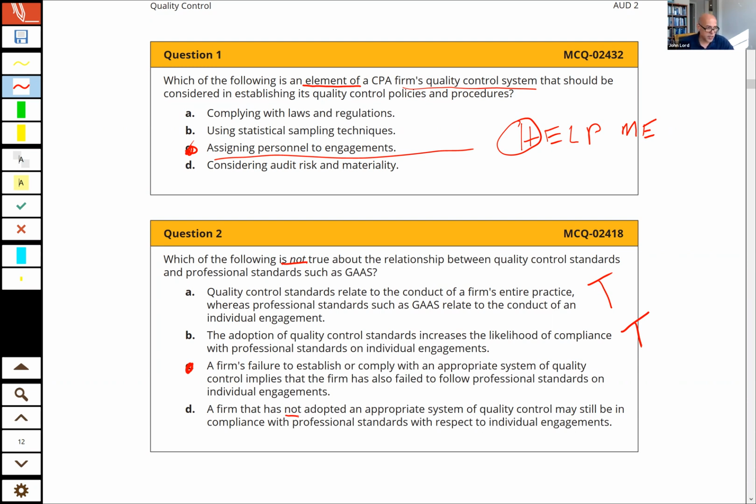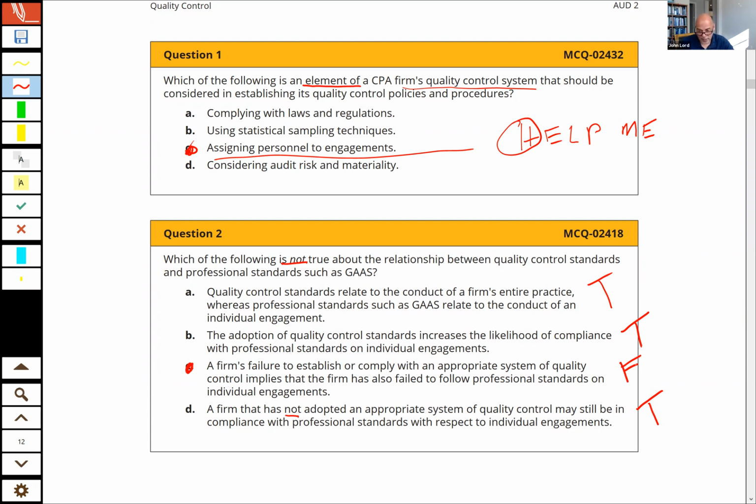Okay, just like people that drive too fast may not have an accident, but you're certainly asking for trouble, right? If you start to drive too fast. So yeah, that's true, but you're asking for trouble. C, a firm's failure to establish or comply with an appropriate system of quality control implies that the firm has also failed to follow professional standards. Not necessarily, although again, you're taking a risk.